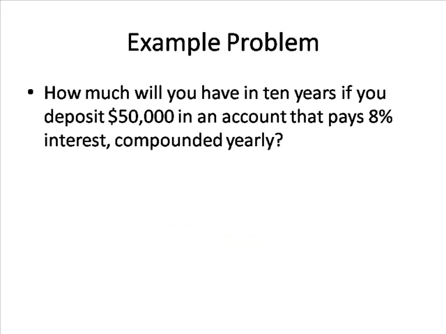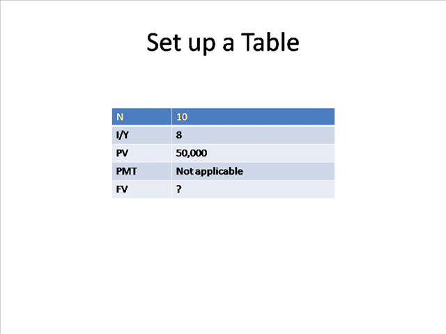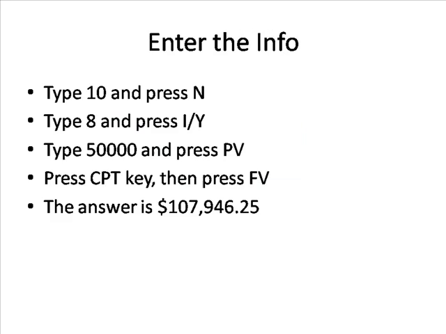Now let's do a quick example. How much will we have in 10 years if we deposit $50,000 in an account paying 8% interest compounded yearly? Well, as you can see from the chart, N is 10 because it's 10 years. I/Y is 8 because we're talking about 8%. Yes, we're entering a whole number, not a decimal. Texas Instruments uses whole numbers for percentages, so we enter the whole number 8, not 0.08 as we know we really should. The present value is $50,000 and there are no payments involved.